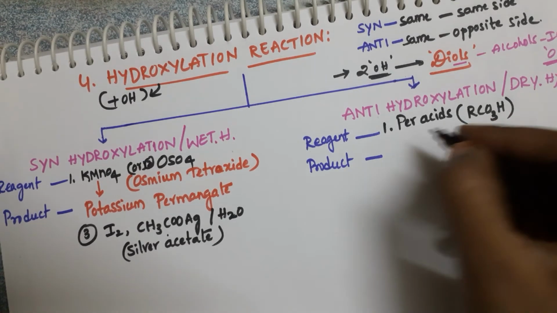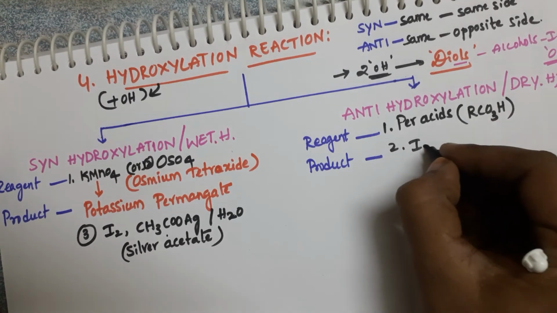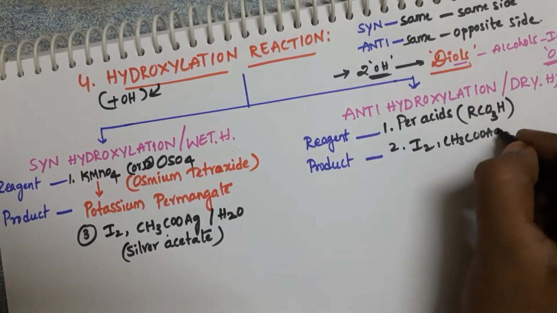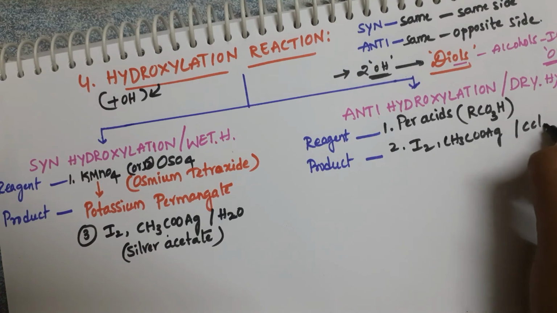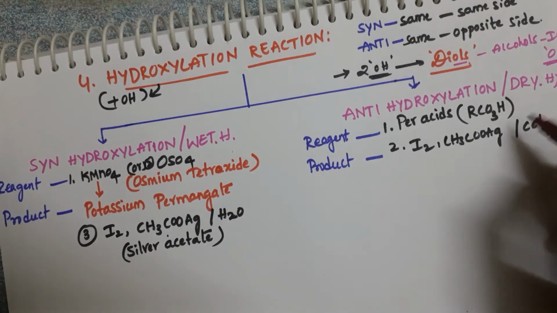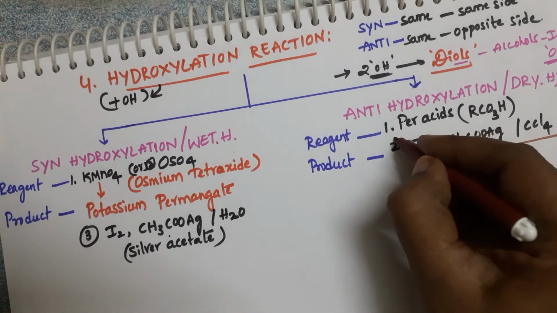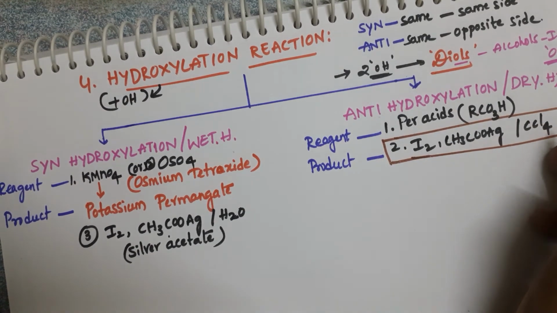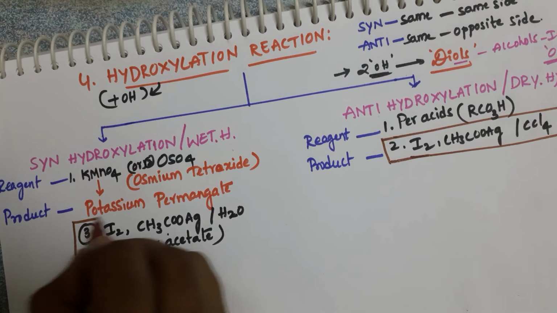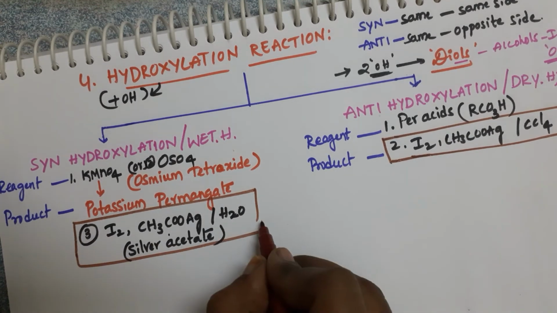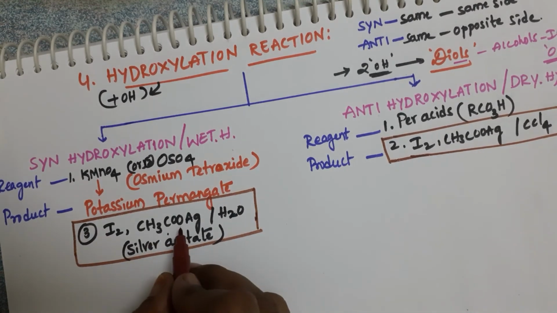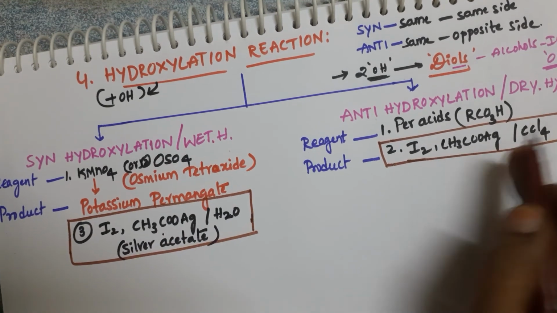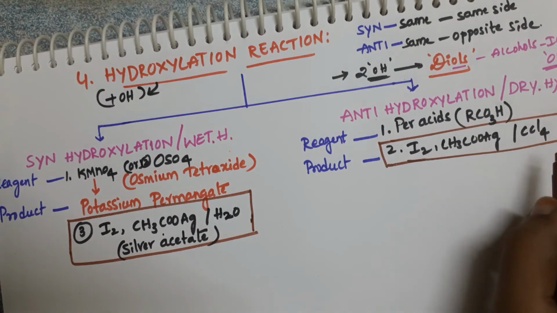And what is the second reagent? Iodine and silver acetate in the presence of CCl4. This is very important. See the difference in this reagent. In wet hydroxylation we also use this reagent, and in dry hydroxylation we also use it. The difference is that here the reaction is done in the presence of water only, and here the reaction goes on in the presence of carbon tetrachloride.